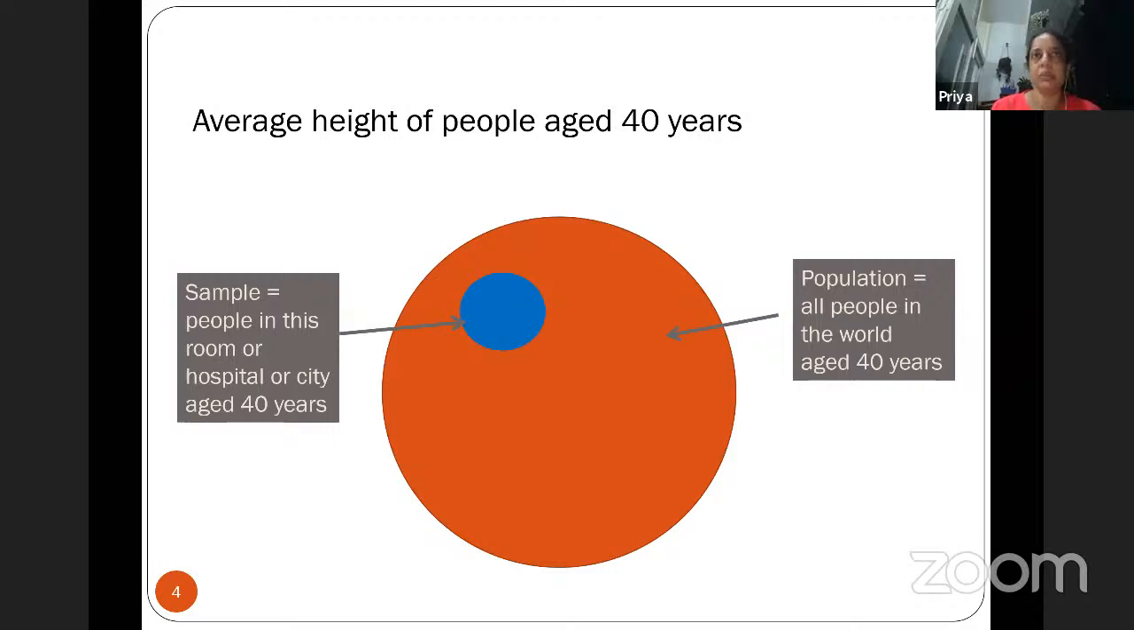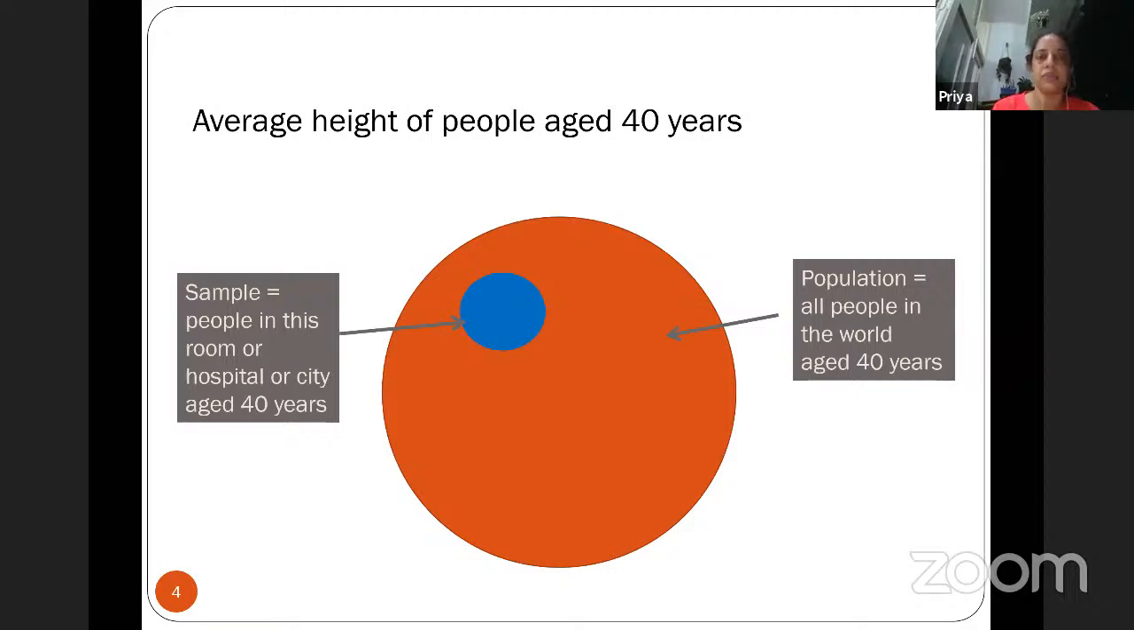Now, the sample could be people in a room, it could be people in a hospital, people in a city. So depending on what resources I have, how much time I have, I choose a sample of people and I consider that they represent the population. So whatever result I get from that sample, I assume that it represents the population.